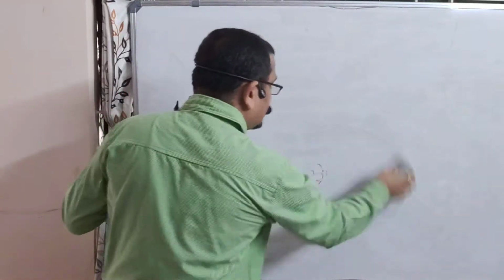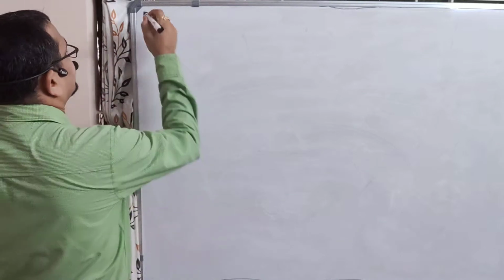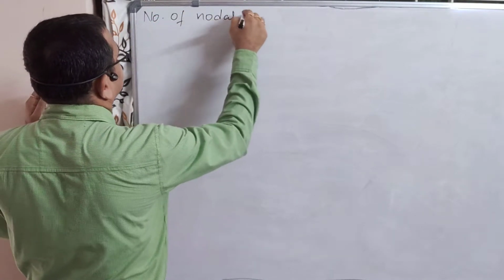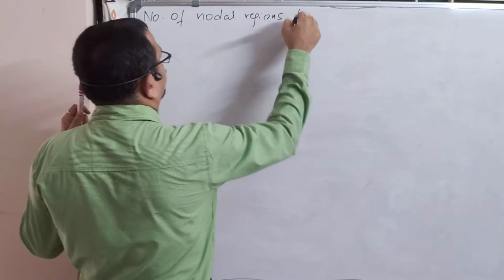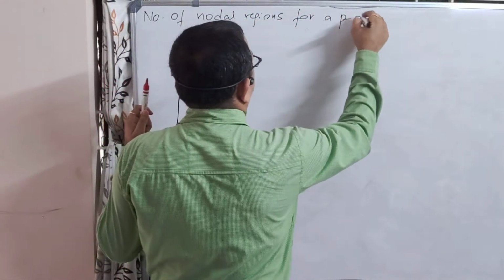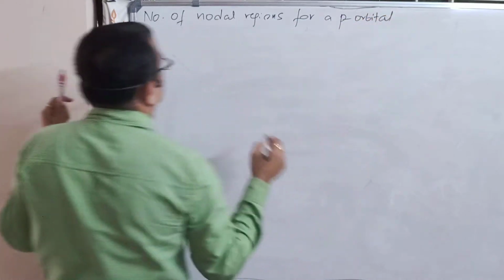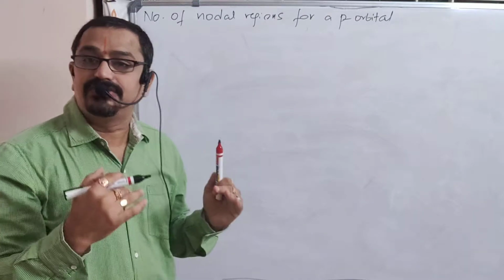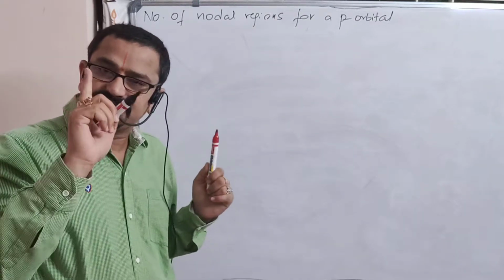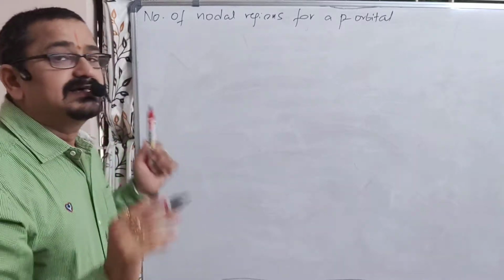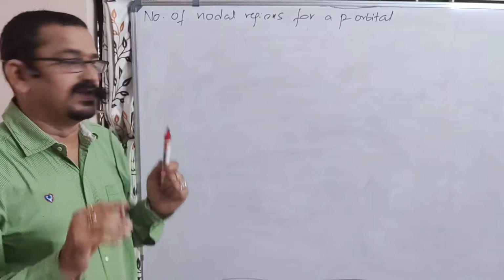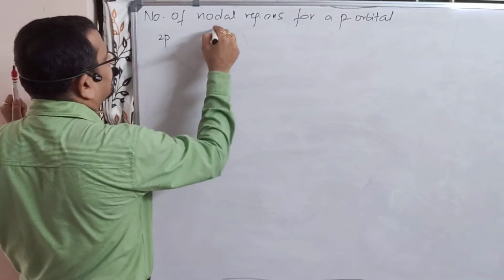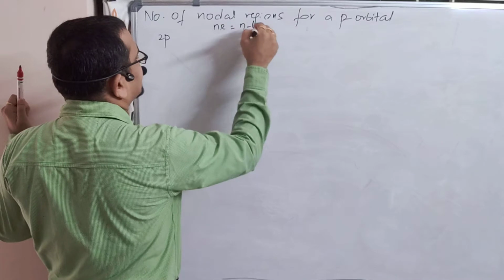Suppose we consider p orbitals. Number of nodal regions for a p orbital. So p orbital starts in the first shell or second shell? Again we have to consider this point. The first shell has only one orbital, that is 1s. The second shell has 2s and 2p. So the p orbital starts in 2p. The number of nodal regions formula is n minus l minus 1.